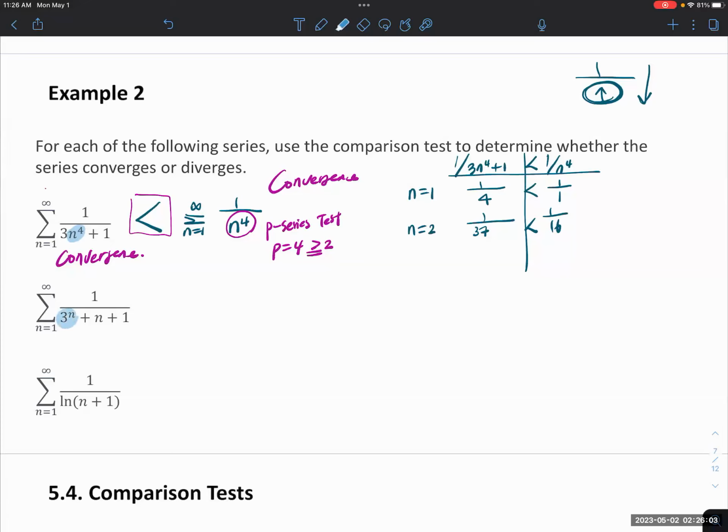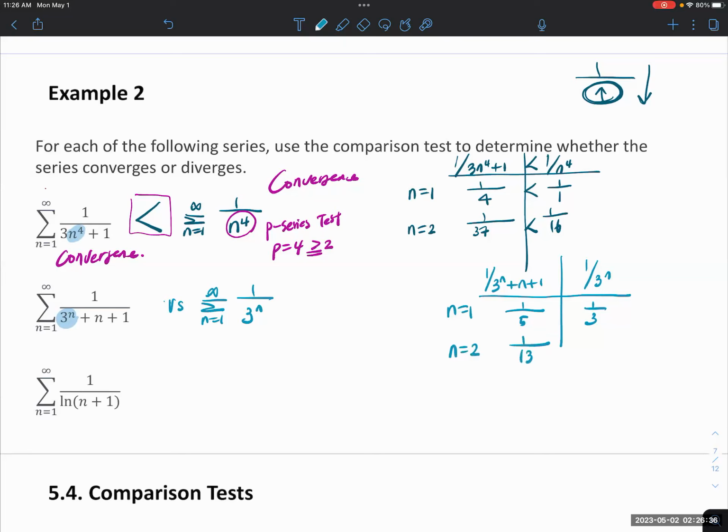The 3 to the n. Okay, so first term. So we're going to compare with n equal to 1, 1 over 3 to the n. So again, you can check the relationship. 1 over 3 to the n plus 1, versus 1 over 3 to the n. So when n is 1, 3 plus 1 is a 5. This is a 3. When n equal to 3, 9, 12, 13, 1 over 9. Obviously, the larger one is greater all the time.